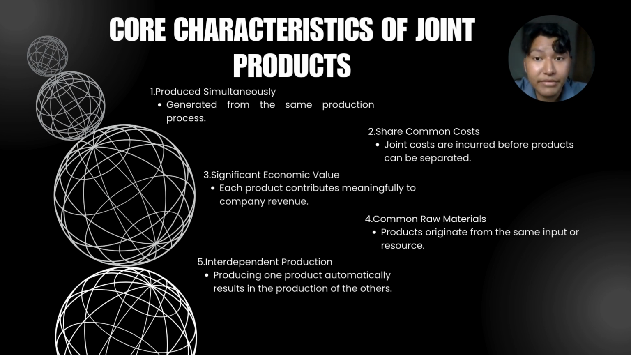The second characteristic is that they share common production costs. Before the products can be separated and identified individually, the costs incurred are common to all products. These costs include materials, labor, and overhead expenses that are used in the production process.